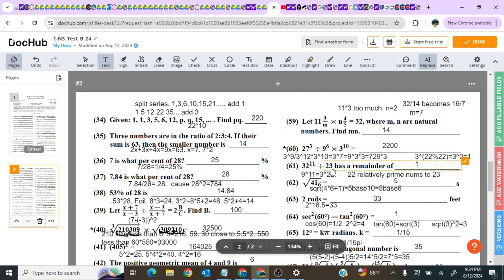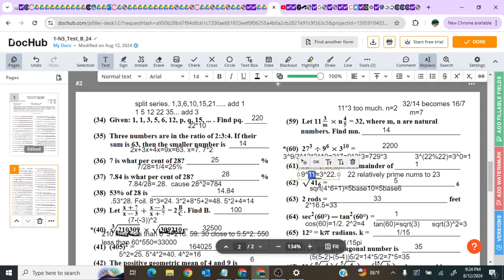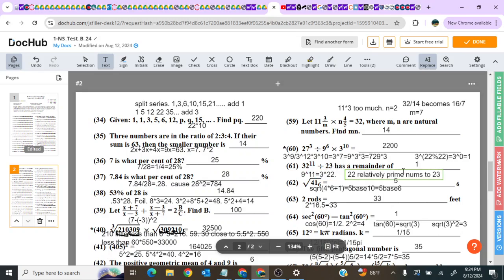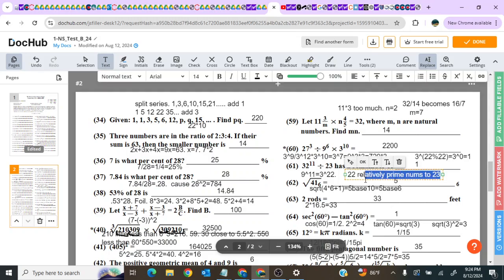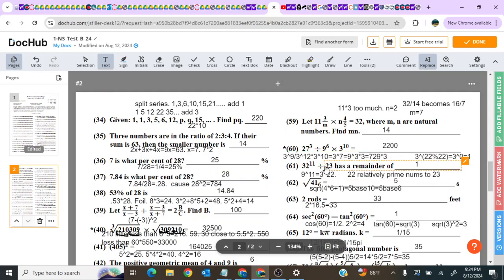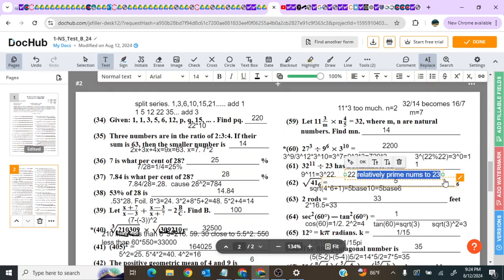61, 32 power to 11 divided by 23 has a remainder of what? Well, 32 power to 11 divided by 23 has the same remainder as this number minus 23 power to 11, so 9 power to 11. So if you square root this, multiply that by 2, you get 3 power to 22. And then once you have that, you can use your formula for overflowing powers. You have to figure out the number of relatively prime numbers. This is a prime, so every number other than itself is relatively prime, 22. 22 relatively prime numbers is 23. So take this power here, find the remainder when divided by 22, which is 0, and 3 power to 0 is 1.